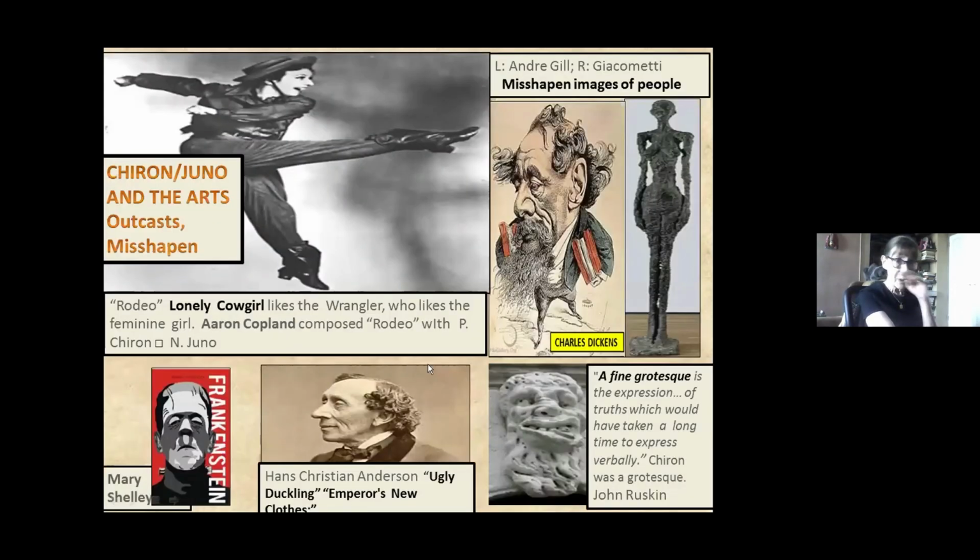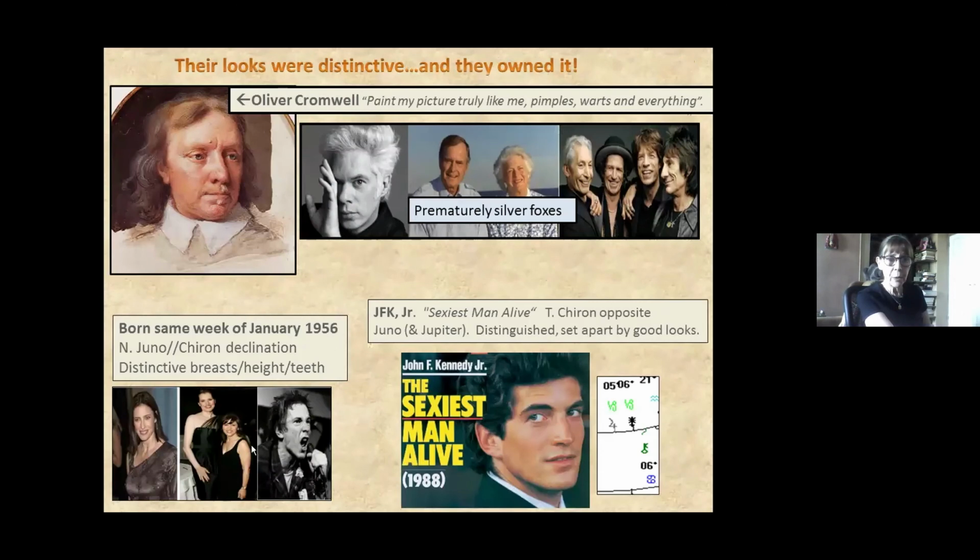So these people were born on the same week in January 1956. There was a Juno Chiron declination. She had the breasts. In fact, she said before she had her reduction that people never looked her in the eye. She had the height. He had the teeth. And that's what made them all distinctive from other people. Now, when John F. Kennedy Jr., who did not have the natal picture, had the opposition. Now, I'm not saying this is what made him be sexiest man alive.